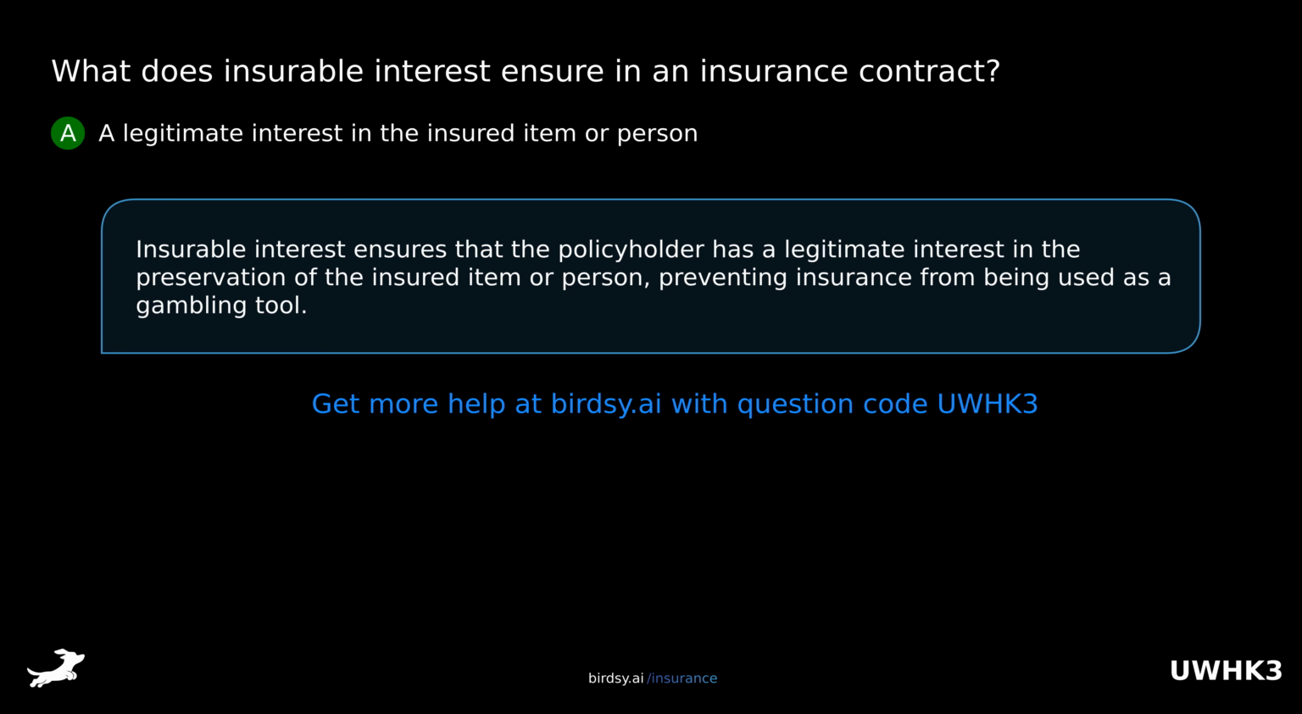Insurable interest ensures that the policyholder has a legitimate interest in the preservation of the insured item or person, preventing insurance from being used as a gambling tool.